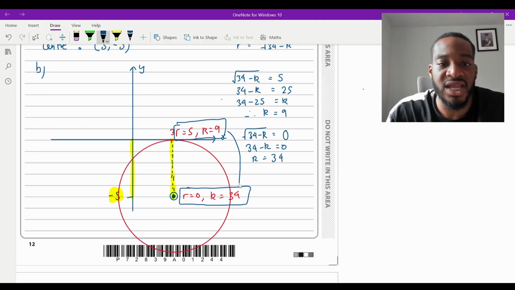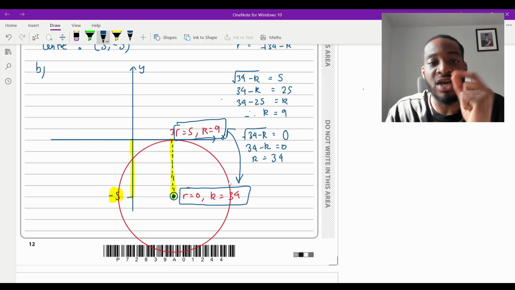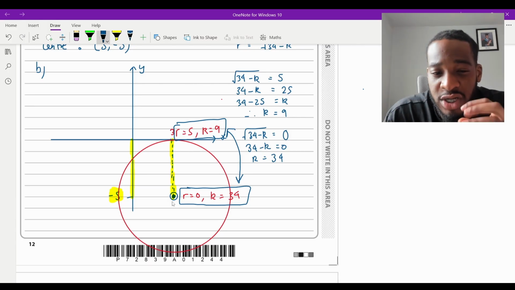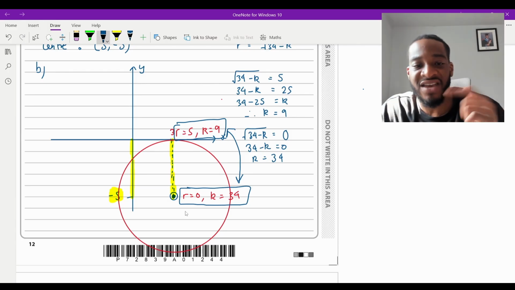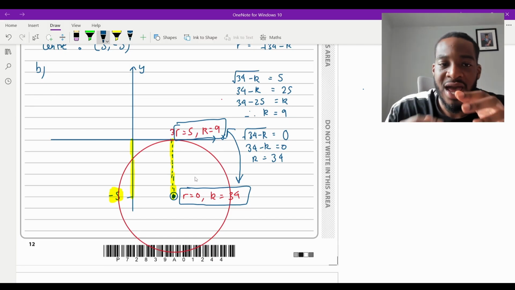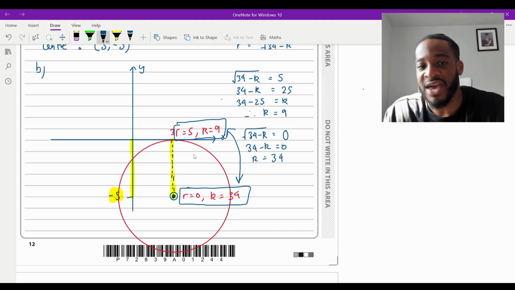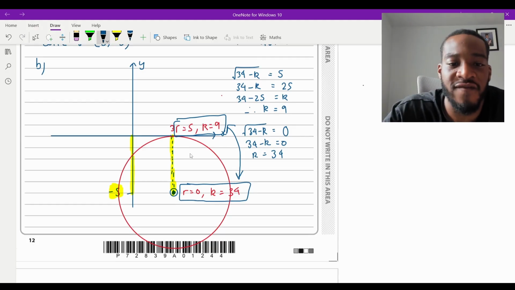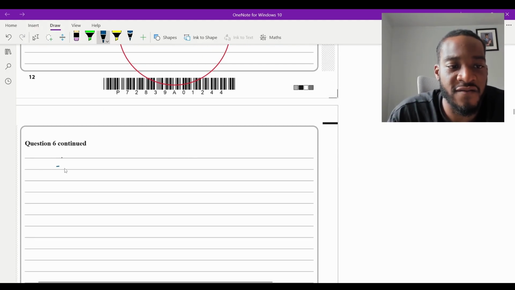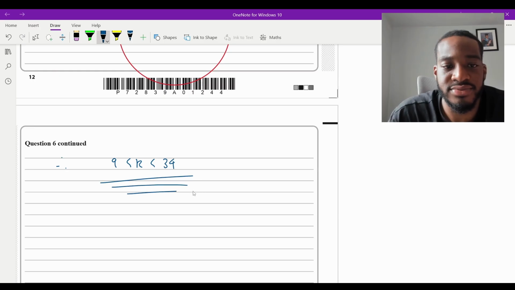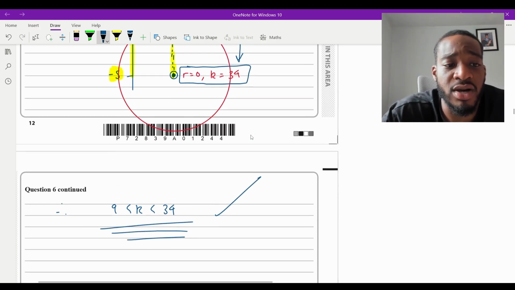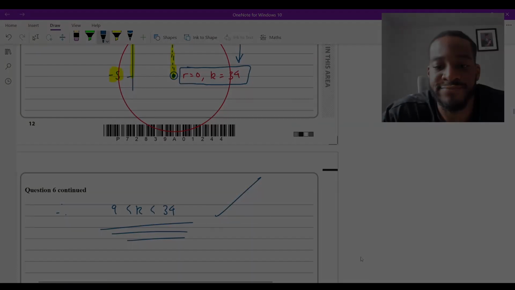So we can see quite clearly that the possible values for k must be between 9 and 34, because at the very smallest, when there's no circle, the radius is 0. That gives us k is 34. When at its very biggest, when it touches the x-axis, the radius was 5, and that was a value of k being 9. So therefore, your final answer is going to be k being in between 9 and 34. And that will be it. And that will give you all of the marks. And that's question 6. Finished.